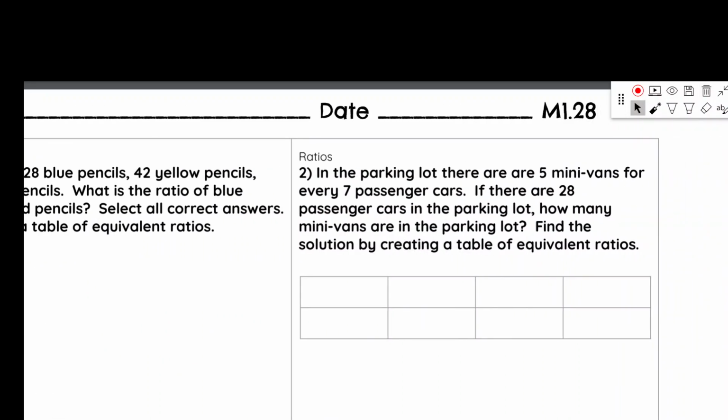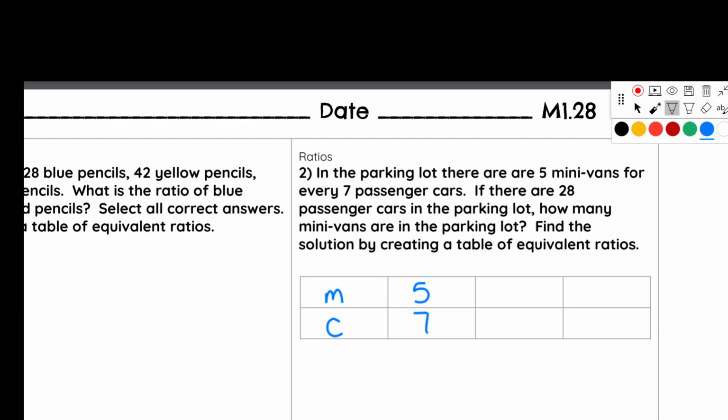All right, taking a look at number 2. In the parking lot, there are 5 minivans for every 7 passenger cars. If there are 28 passenger cars in the parking lot, how many minivans are in the parking lot? Find the solution by creating a table of equivalent ratios. So I'm going to have the minivans, and I'm going to have the cars. And it says there are 5 minivans for 7 passenger cars, and I need to scale up the passenger cars until I have 28 of them.